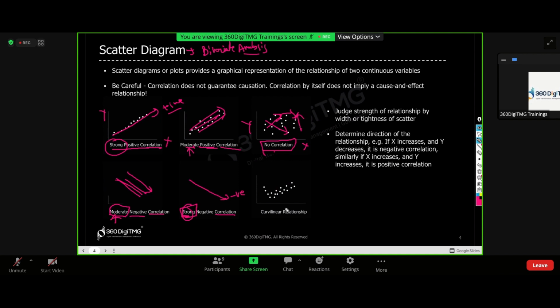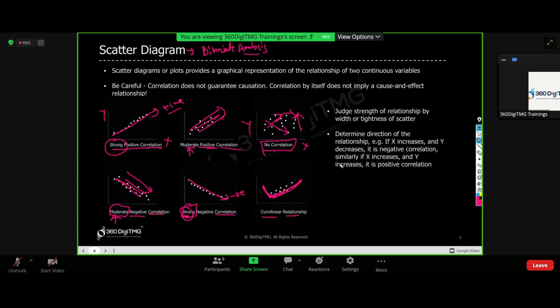Here, curvilinear. Curvilinear relationship means we are getting like a curve, like this. That is called as curvilinear relation, in which it was first decreasing and then it is increasing.